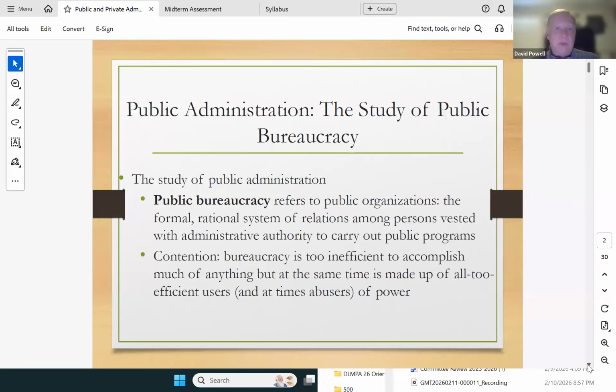Well, a public organization, and I've got a definition there on the screen for you, is a formal, rational system of relationships among persons vested with administrative authority to carry out public programs. That's a pretty nice, basic classroom or textbook type of definition. But let's break that definition down so that we can see what the specific things are that we actually study when we study these public bureaucracies, these public organizations. So first off, we know public organizations are formal. They have a formality to them.